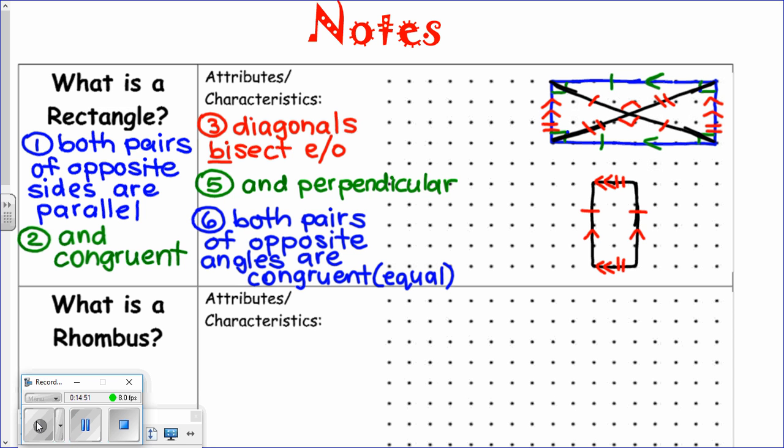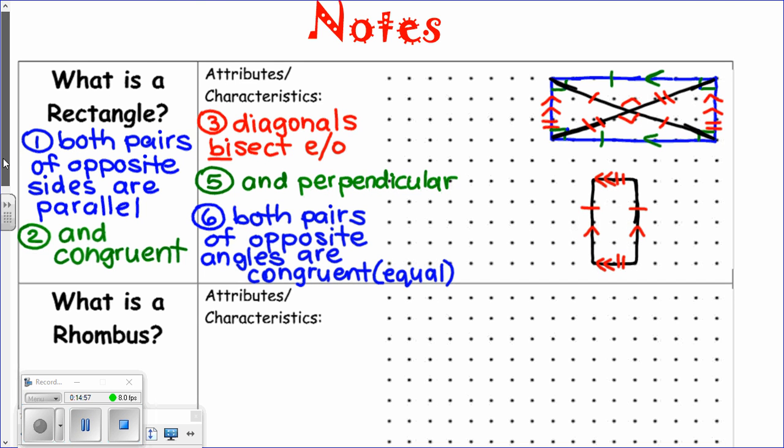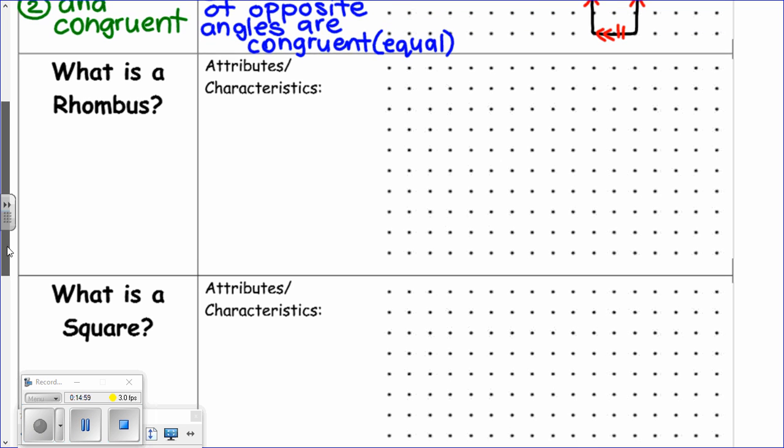went over. So hopefully you drew something that had opposite sides congruent and parallel. Let's move on and talk about a rhombus. So our next shape, the rhombus, is also a parallelogram. When we draw it, our opposite sides will be parallel, and they will also be congruent.